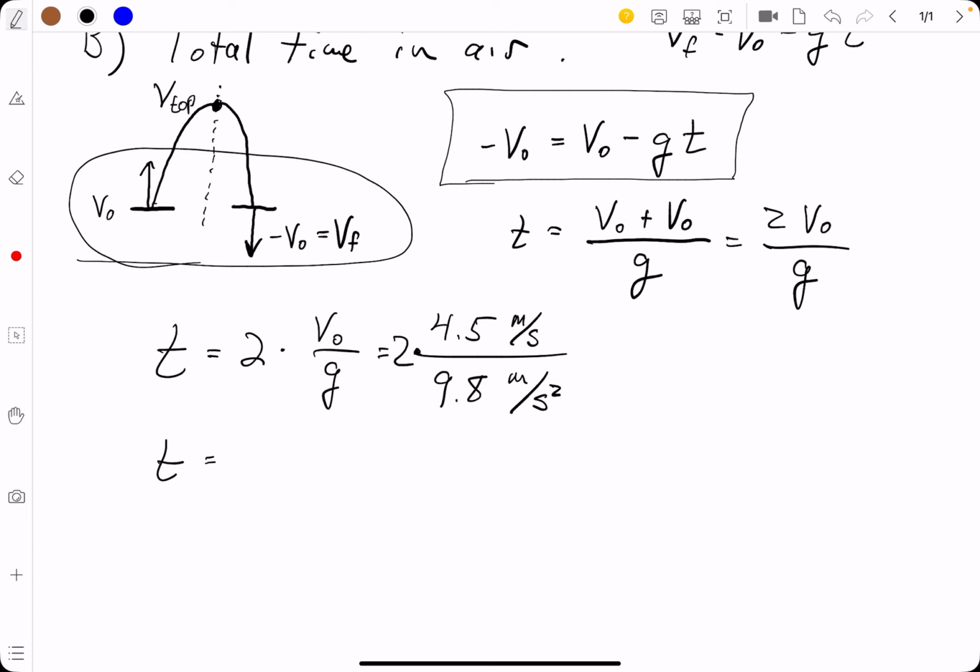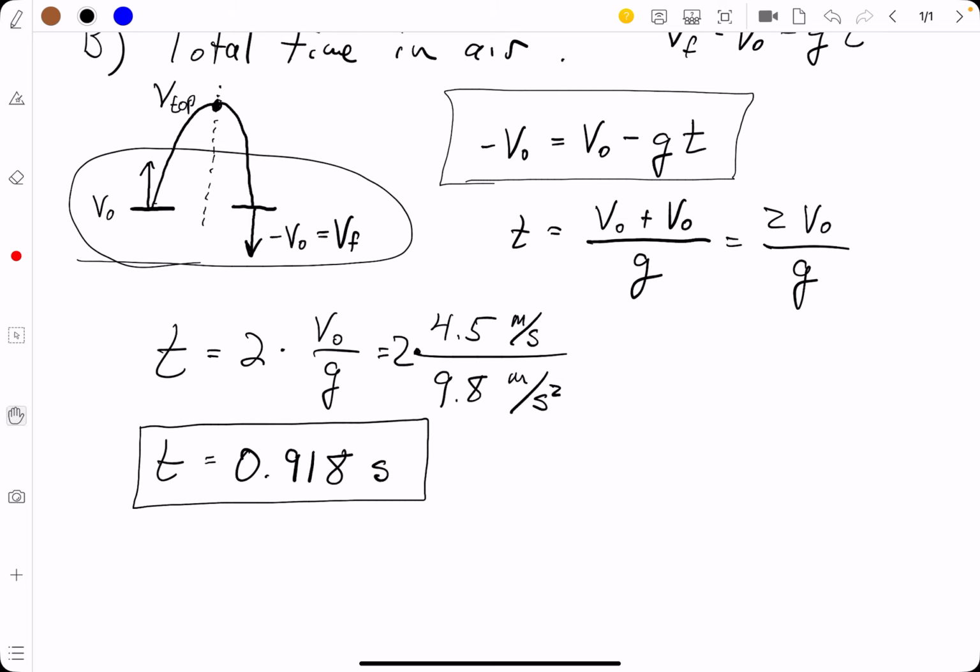Okay, our time, 4.5 divided by 9.8, and then we're going to multiply by 2 times, and that gives us 0.918. Now the next digit's a 3. We're not going to round up with a 3, so we can say 0.918 seconds. And that is our answer to 3 significant figures.